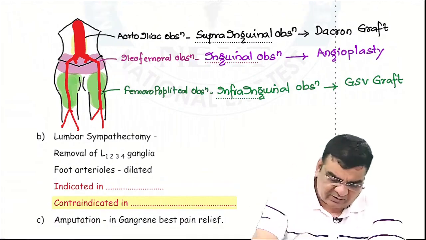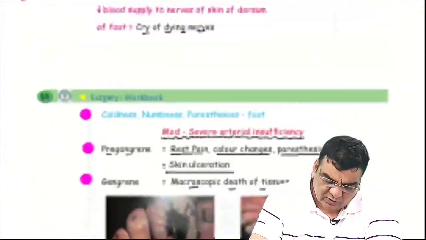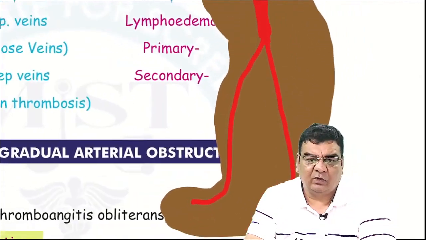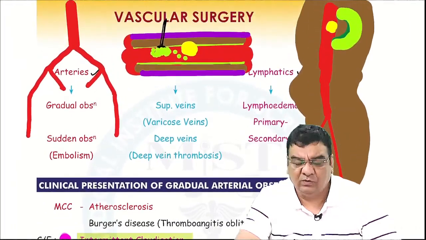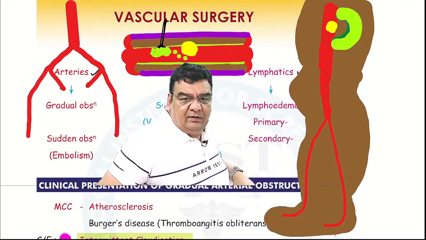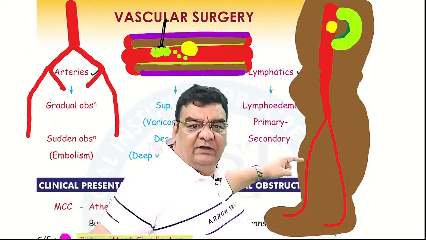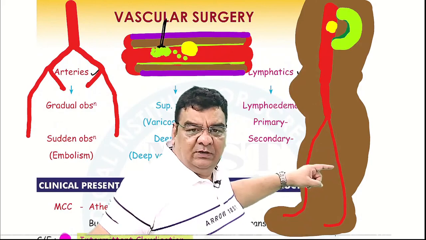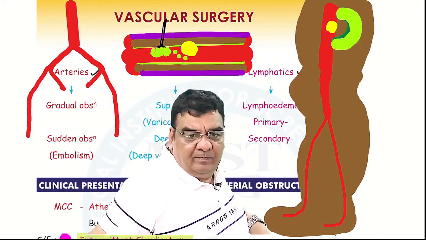Now, suppose we talk about a Buerger's disease patient. Buerger's is something which is seen only in smokers, and this is a disease of small to medium-sized vessels, that means here. So if there is a disease of these vessels, seen only in smokers, the patient usually complains of rest pain in the foot.